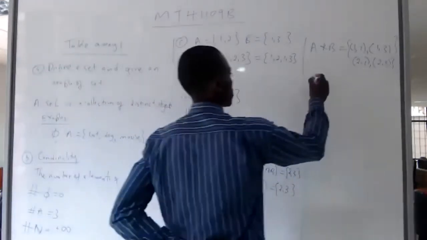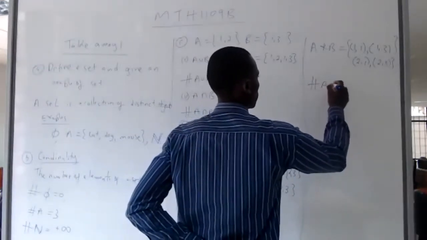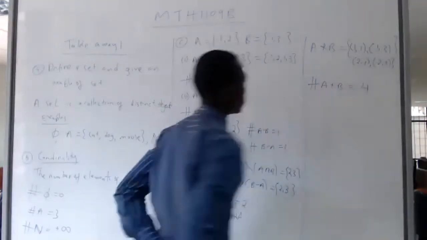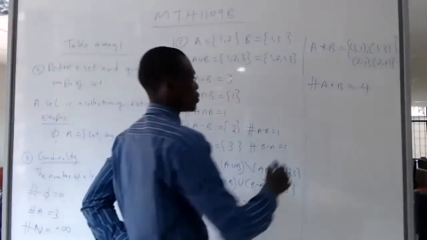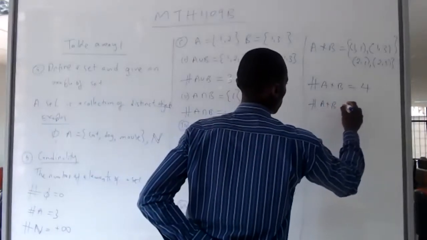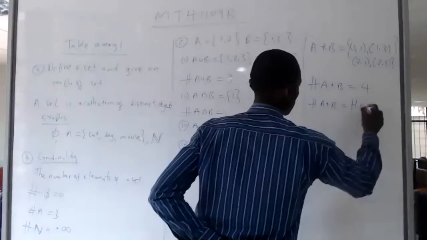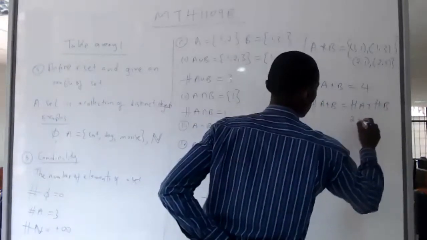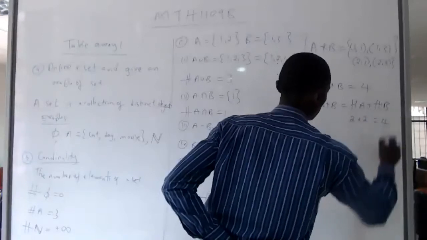Of course, the cardinality of A cross B is 4. You can just count these elements, or use the theorem that we gave last time, that the cardinality of A cross B is the cardinality of A times the cardinality of B. In this case, 2 times 2, which gives you 4.